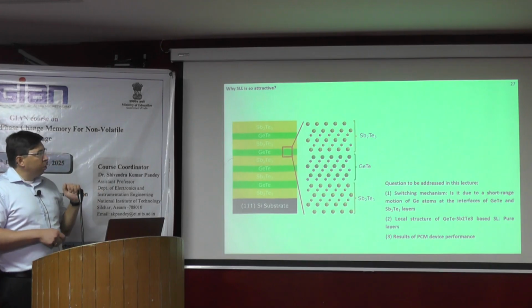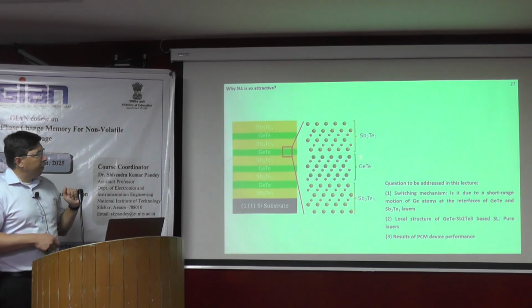The idea was also to grow antimony telluride as crystalline Sb2Te3 and crystalline germanium telluride. And they wanted to grow this in a quasi-van der Waals manner, so as to get some gaps in between.